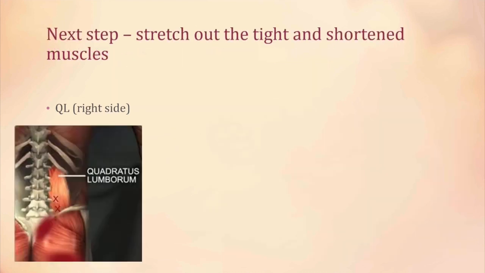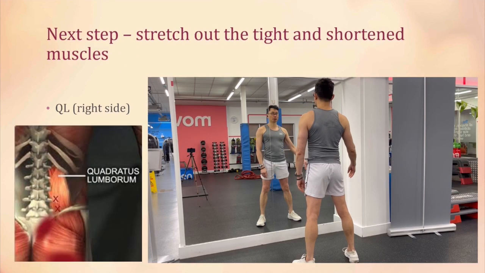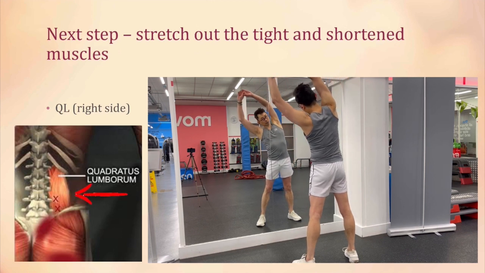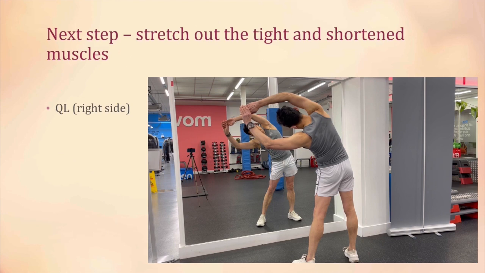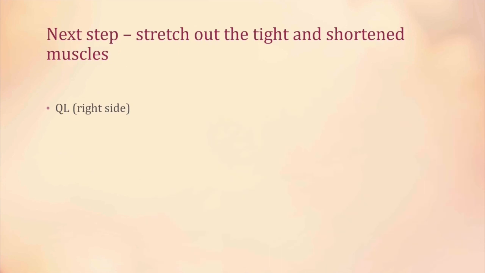Next, you need to stretch out the shortened right QL. Start with your feet shoulder width apart, with your arms outstretched. Bend your torso to the left side. Without rotating your body and keeping your legs straight, feel a stretch on the right side of your body. Hold for about 30 seconds.